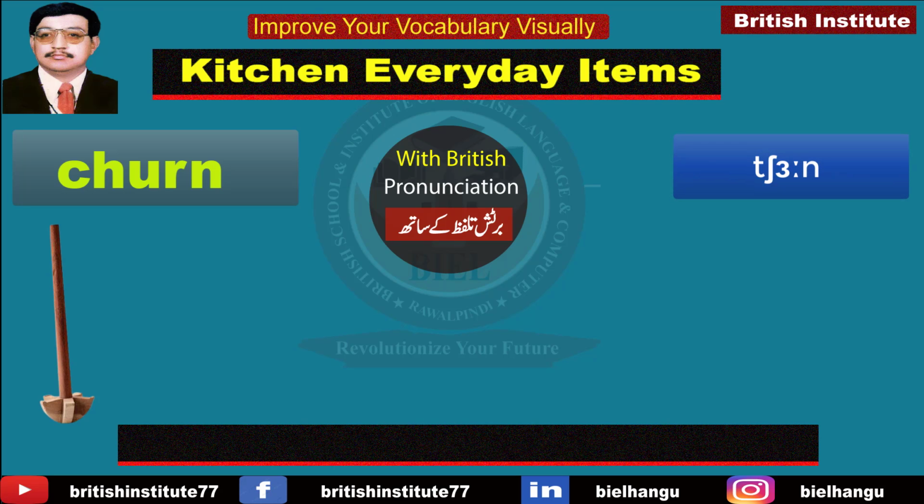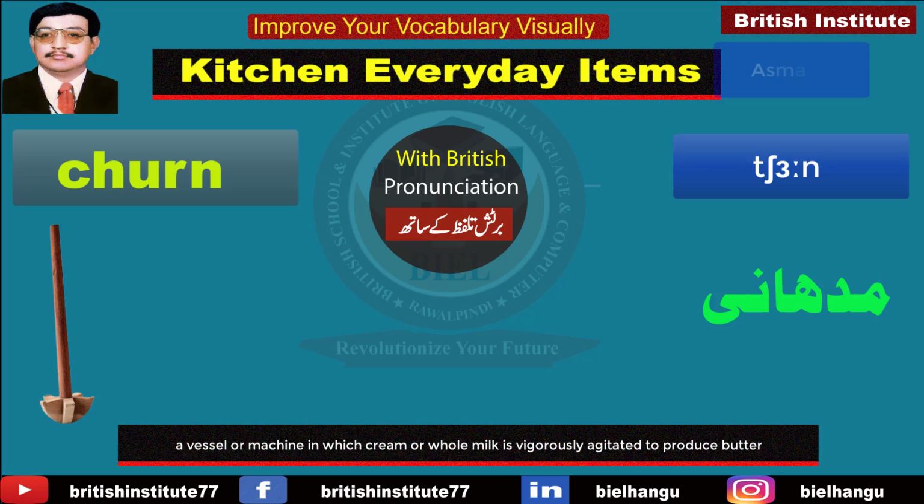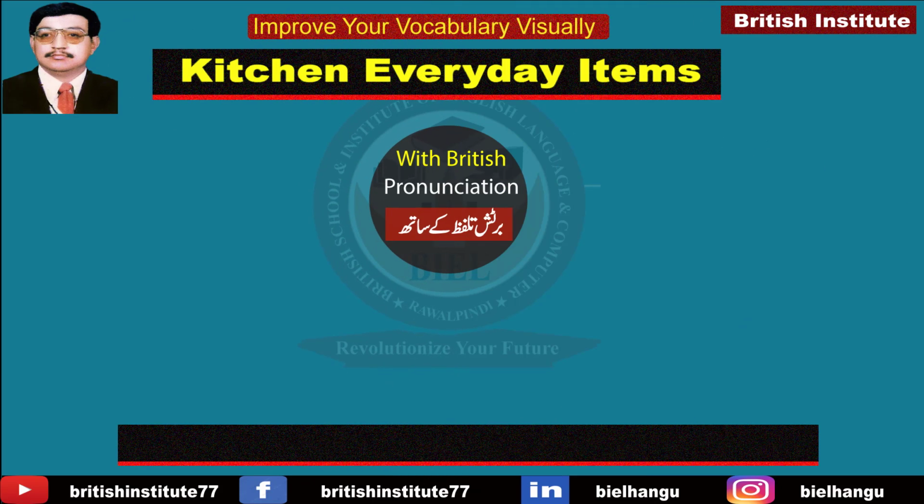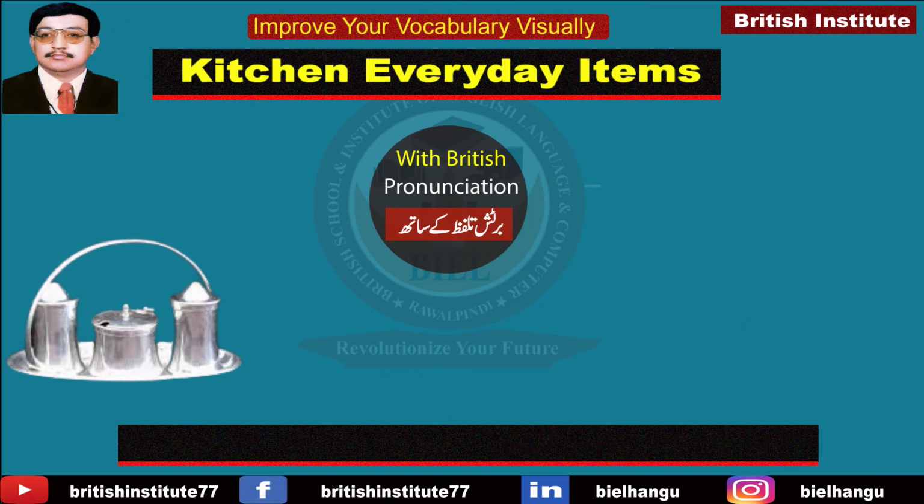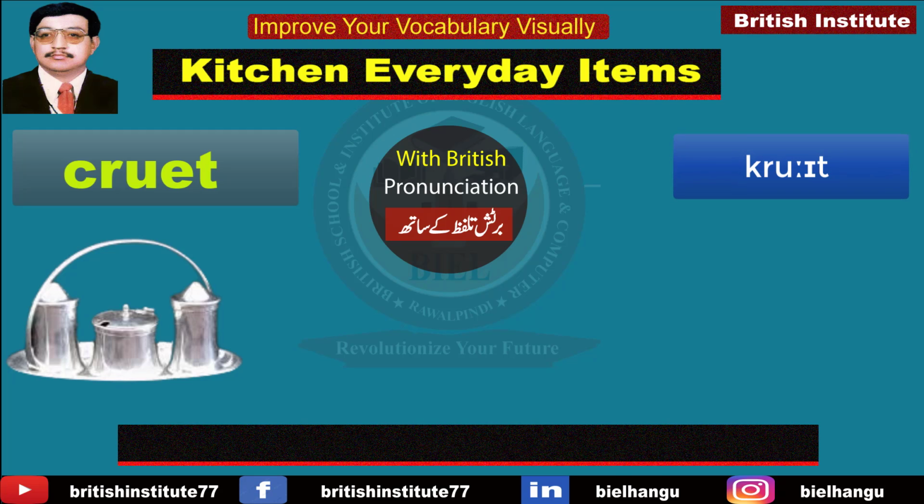Churn. A vessel or machine in which cream or whole milk is vigorously agitated to produce butter. Cruet. A cruet is a small container, or set of containers, for salt, pepper, or mustard which is used at meals.